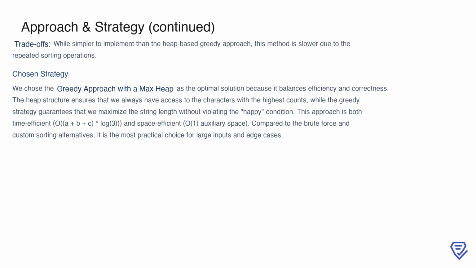Compared to the brute force method, it is significantly faster and more realistic for large inputs. And while the custom sorting approach is simpler to implement, it is slower due to repeated sorting operations. Therefore, the heap-based greedy approach emerges as the most efficient and reliable solution for solving the longest happy string problem, even in edge cases and scenarios with large input sizes.